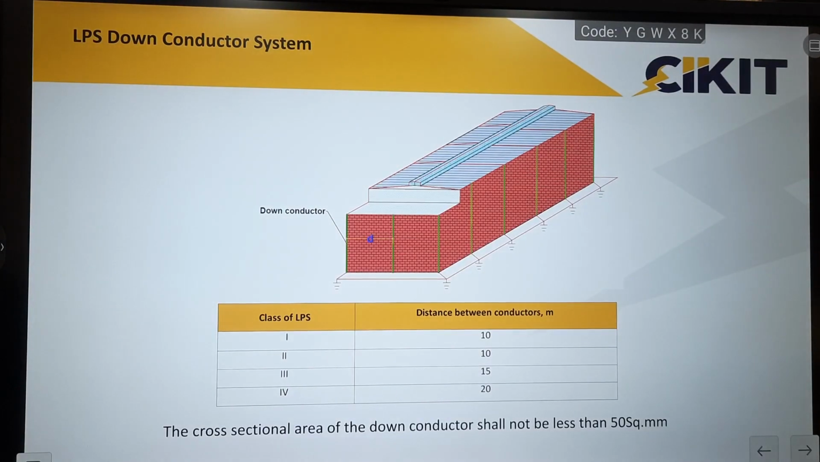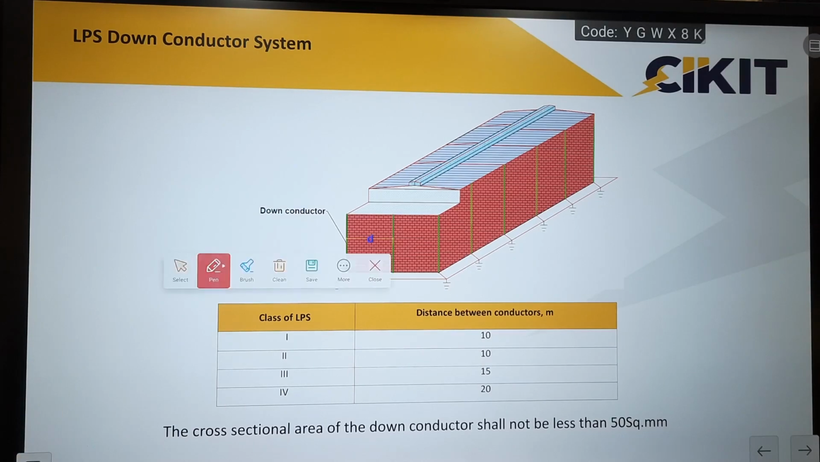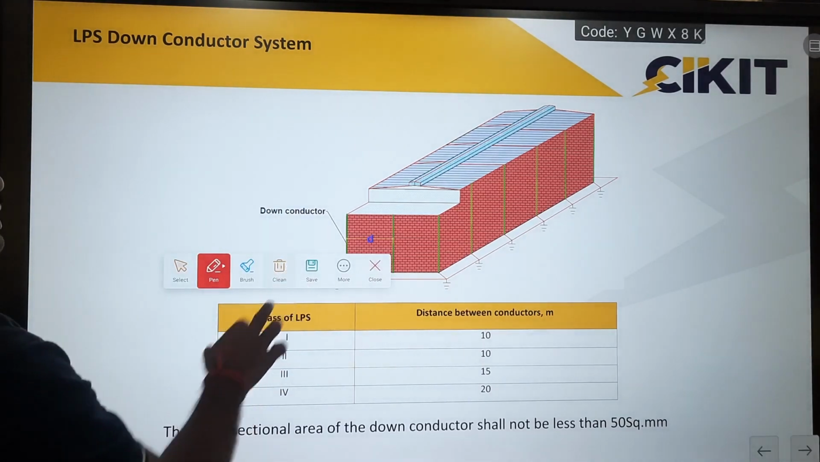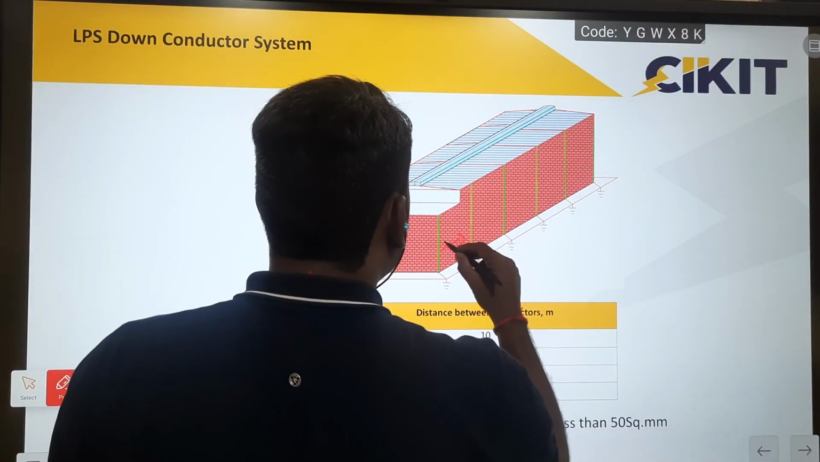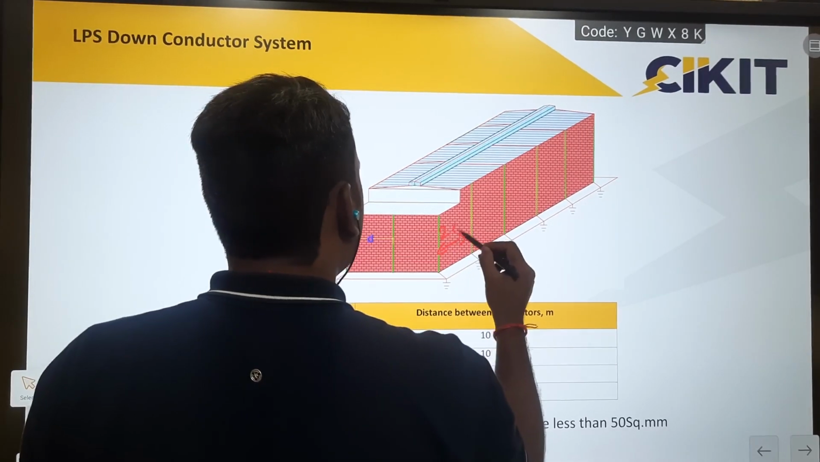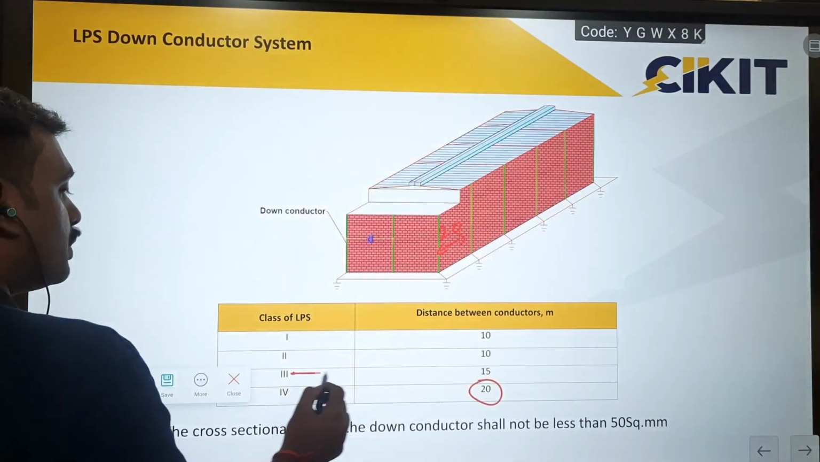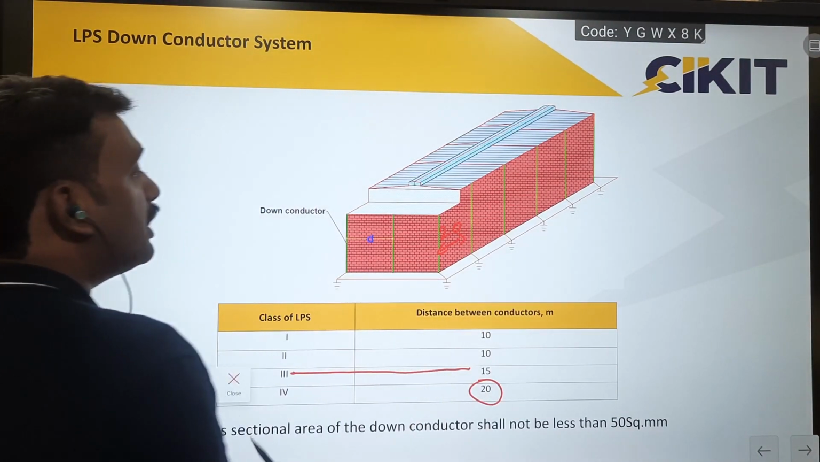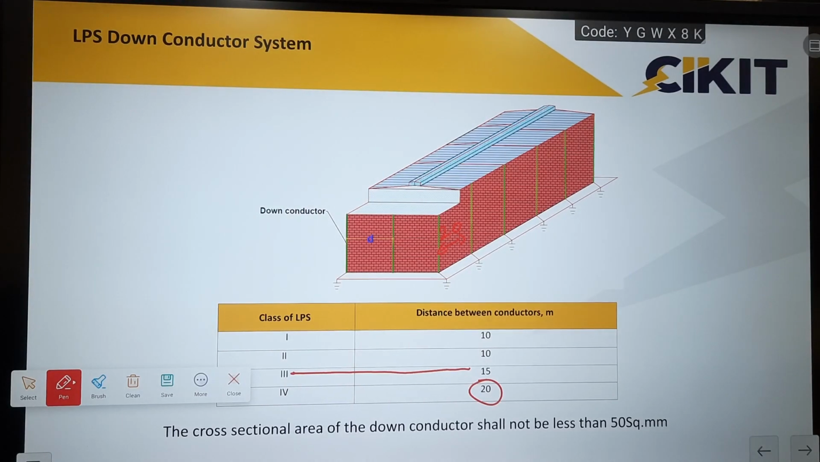The second most important component is the down conductor system. If I'm going for rooftop solar, then all these air terminals have to be interconnected, and I have to provide down conductors based on the level of protection. If I'm going for level 4, then I have to go for one down conductor at every 20 meters. If I'm going for level 3 protection, then I have to go for one down conductor at every 15 meters. Based on the suitable level of protection, I have to take these down conductors and connect them to the ground.